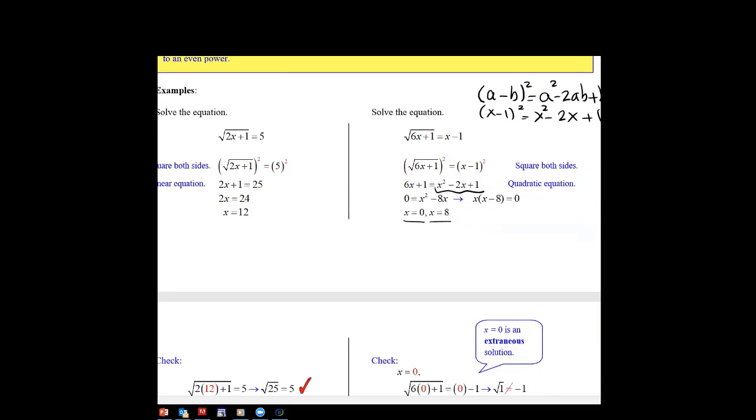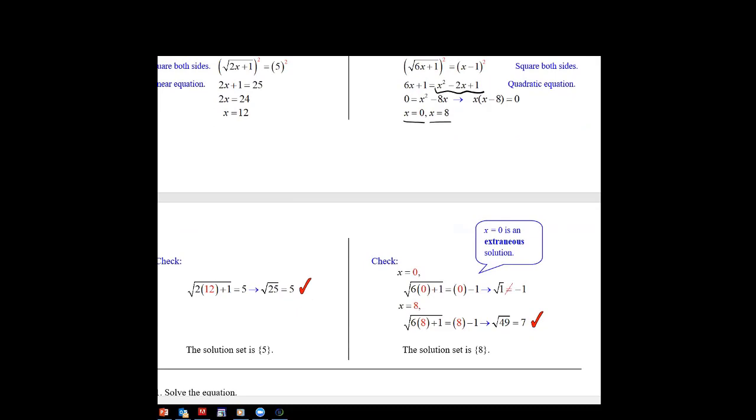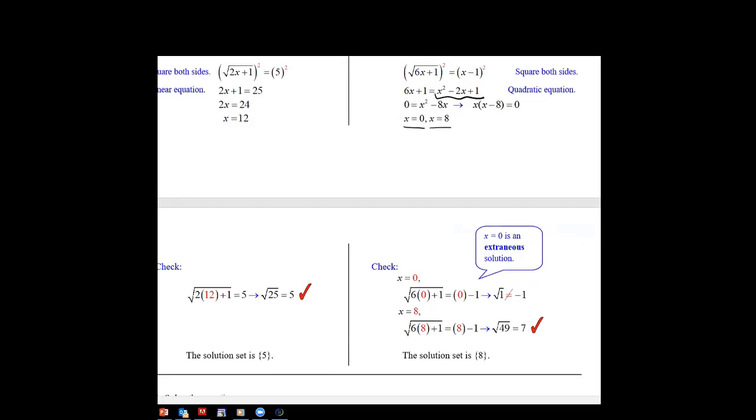Let's move down to here. So if you check the answer for these, the first one checks out. 12 is good. The second one, only 8 is good.